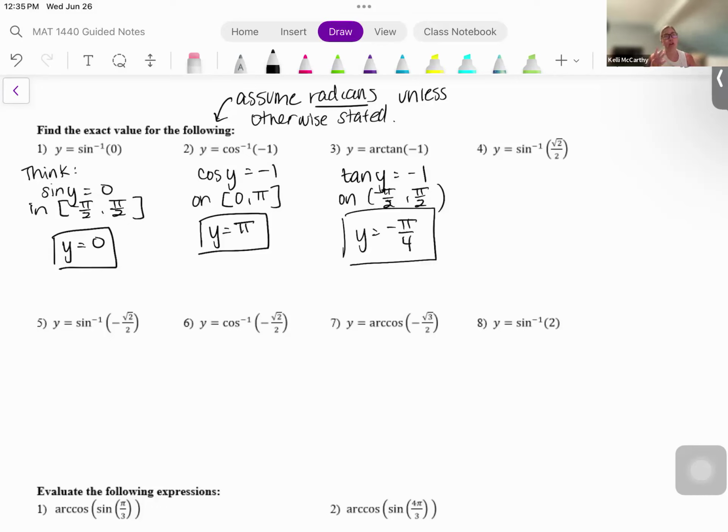Which is coterminal. If we think about the unit circle, negative pi over 4 is coterminal to 7 pi over 4. But again, thinking about the range that we have for our inverse tangent function, the range is from negative pi over 2 to pi over 2. So we don't want to think about it as 3 pi over 2 to 2 pi and then 0 to pi over 2. We want to think about it as just negative pi over 2 to pi over 2, including those negative angles.